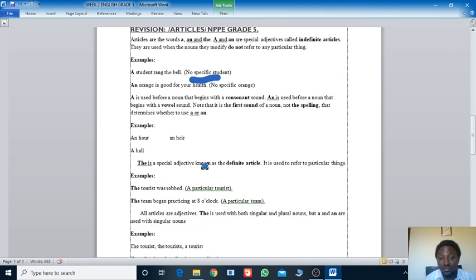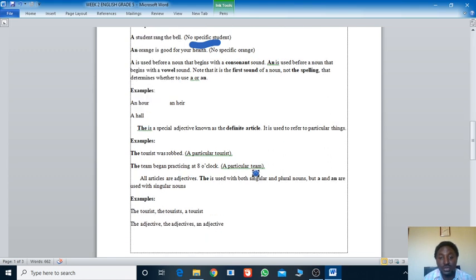There is a special adjective known as the definite article. As I told you before, definite means we're talking about a specific object or a noun that we are referring to. It is used to refer to particular things. Example: the tourist was robbed. We are sure of a particular or specific tourist. The team began practicing at 8 o'clock. A particular team.